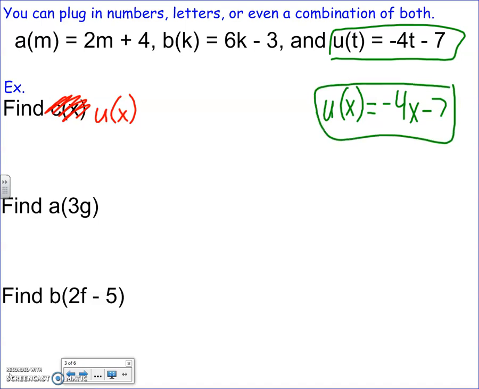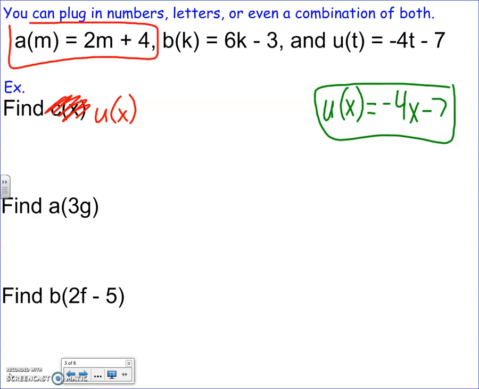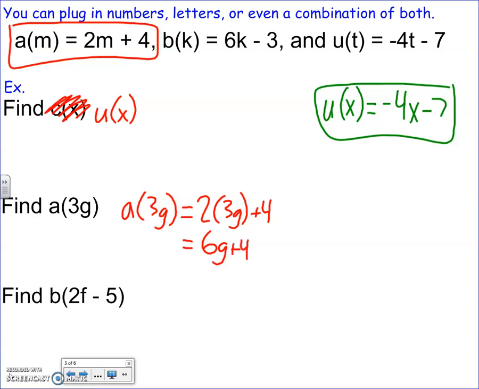So that one's done. The second one says find a of 3g. So I'm going to equation a. Here I am now. So a of 3g means go to equation a, plug in 3g for the letter m. So it'd be 2 parentheses 3g plus 4. We can simplify that. 2 times 3 is 6g plus 4. And that's it. We can't do anything else.